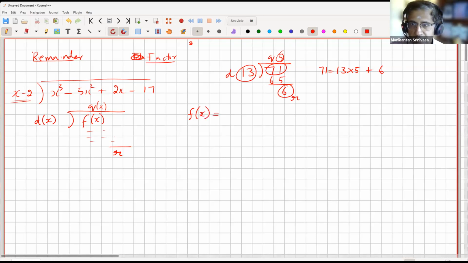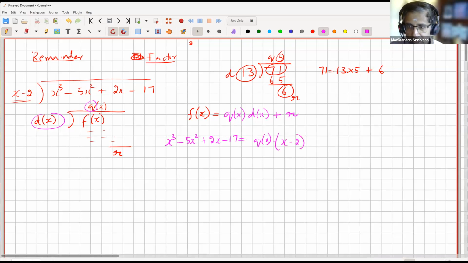Exactly the same thing. f of x is the product of the quotient and the divisor, so q of x into d of x, plus the remainder. So in this example, x cubed minus 5x square plus 2x minus 17 is the quotient q of x times the divisor, which is x minus 2, plus the remainder. Suppose I don't care what the quotient is, my aim is to find only the remainder, then it's easy. How do we do it? We can put x equal to 2.